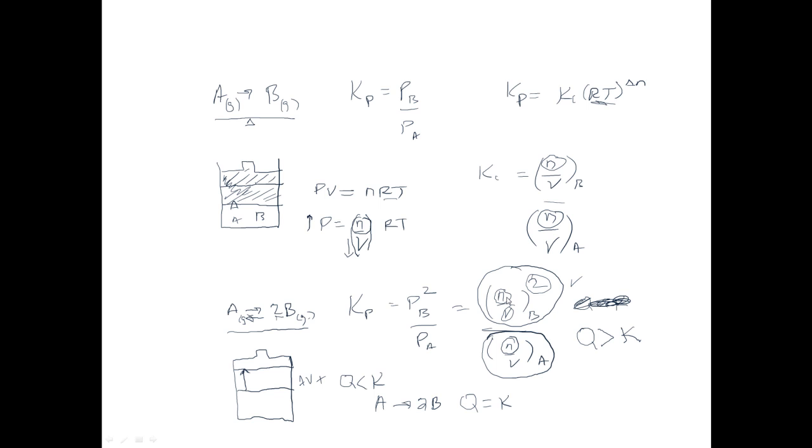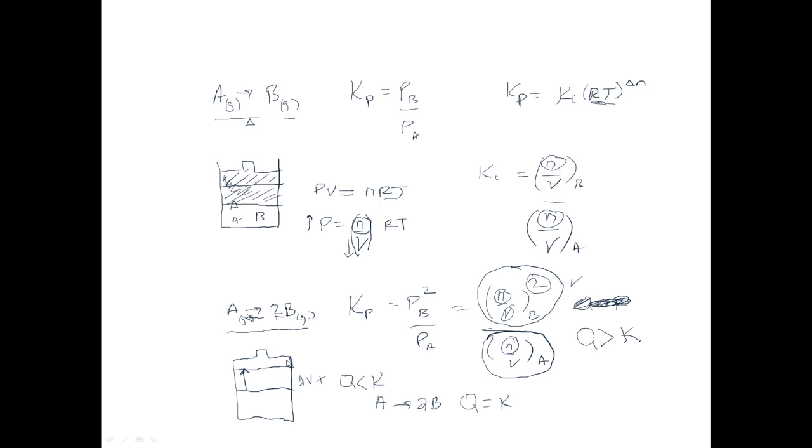The moles are fixed. This gets to be smaller. That makes this term overall larger than this term will be, especially since this is squared, so it's affecting this more so. So Q is greater than K in this instance, and the reaction goes in reverse to reduce the amount of pressure by going from 2 particles to 1, if you want to think of it that way.